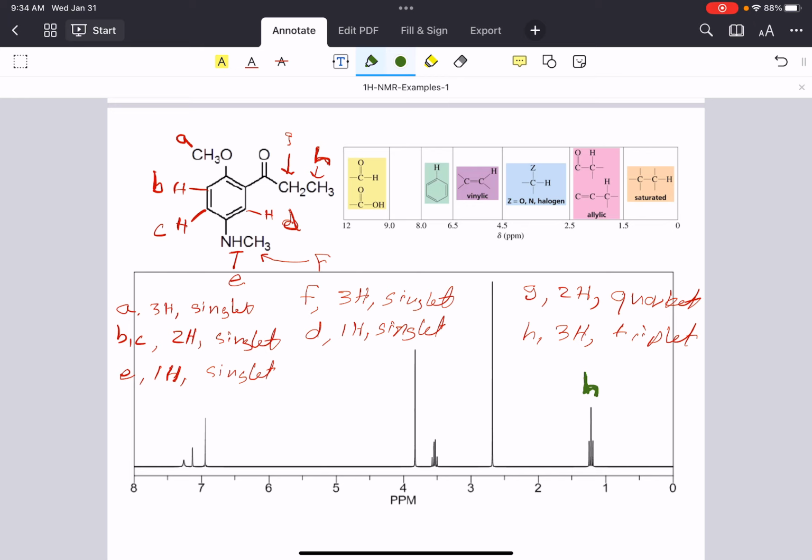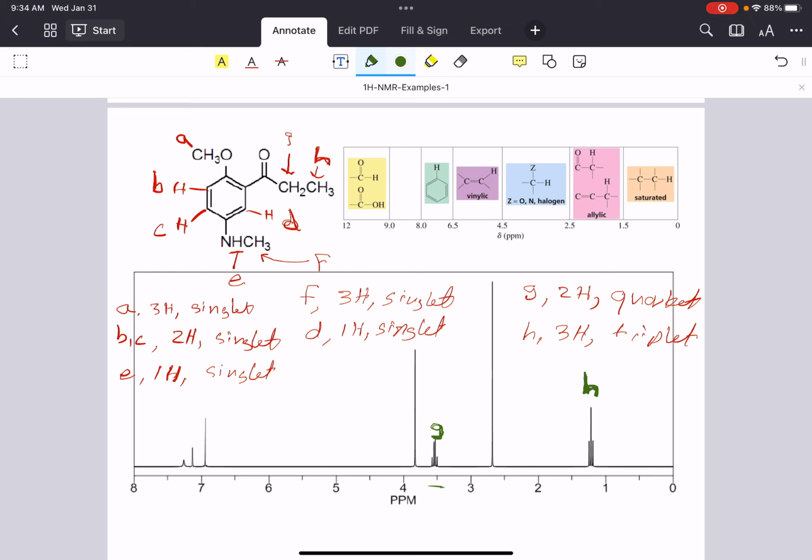G will be a signal that integrates to 2 hydrogens. That signal has 3 neighbors, so I would expect that to be a quartet. The only quartet that I have in this system is here, so I can call that G just based on the splitting pattern. But that chemical shift of 3.5 makes sense based on its position in an allylic position near that carbonyl.